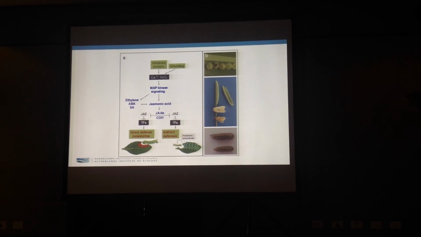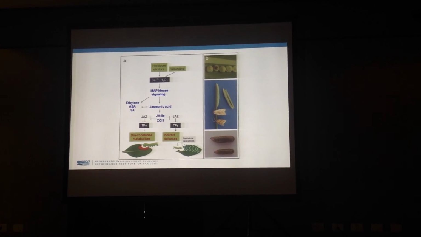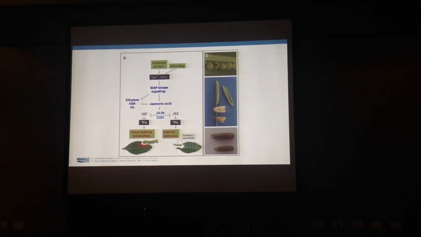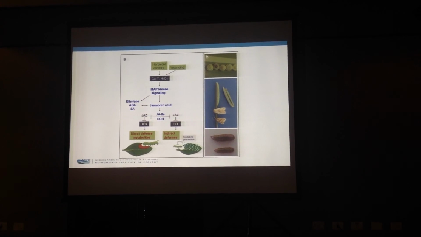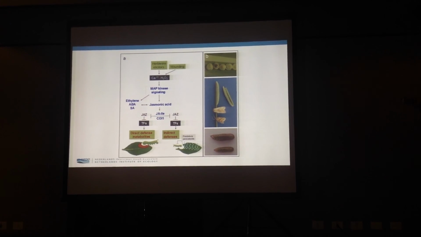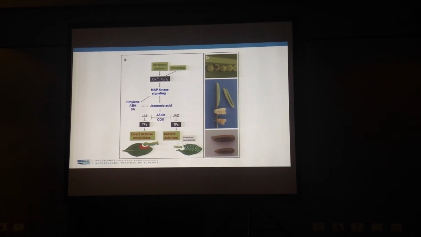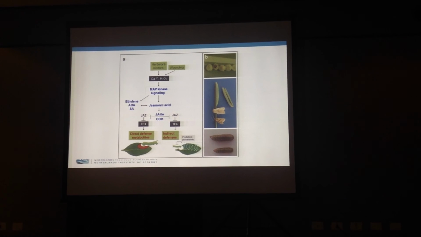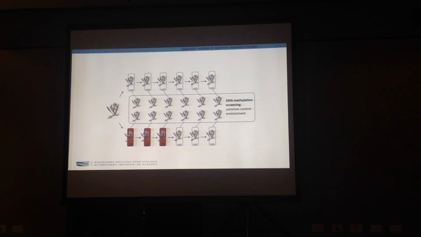Jasmonic acid is a plant hormone that's typically released after the plant is subjected to an attack by herbivores. So there's a pathway, and jasmonic acid triggers all sorts of defense responses.